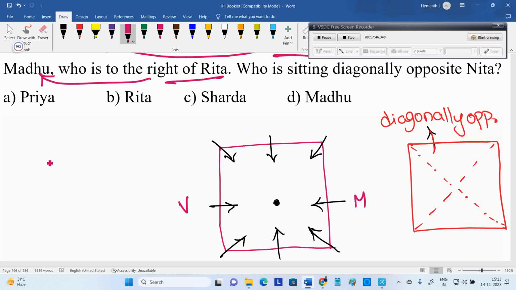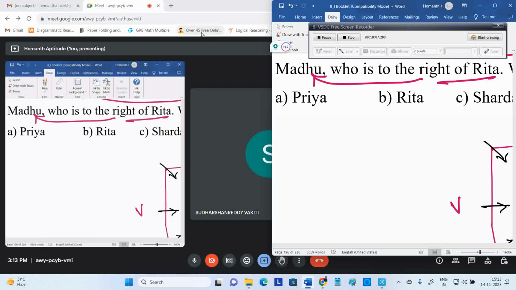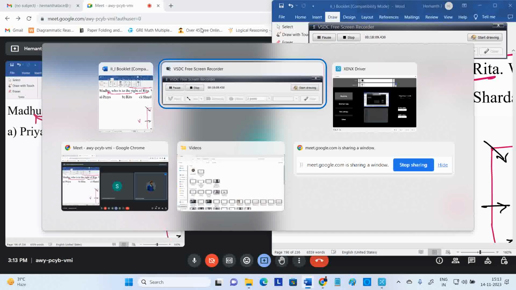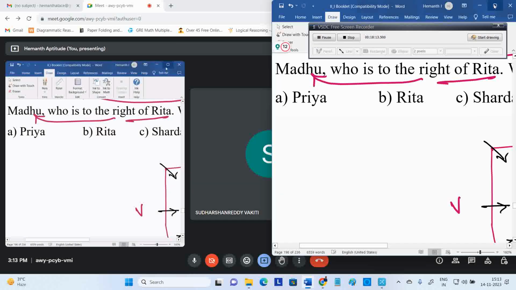Vijaya is facing Madhu. Madhu is right of Rita, which means immediate right of Rita. So Rita should be here. Rita's right side is Madhu. When you are facing towards the center, right is this. Madhu is right of Rita. I took Vijaya into consideration because Vijaya is the first person who is in the discussion here. So I should take Vijaya first.